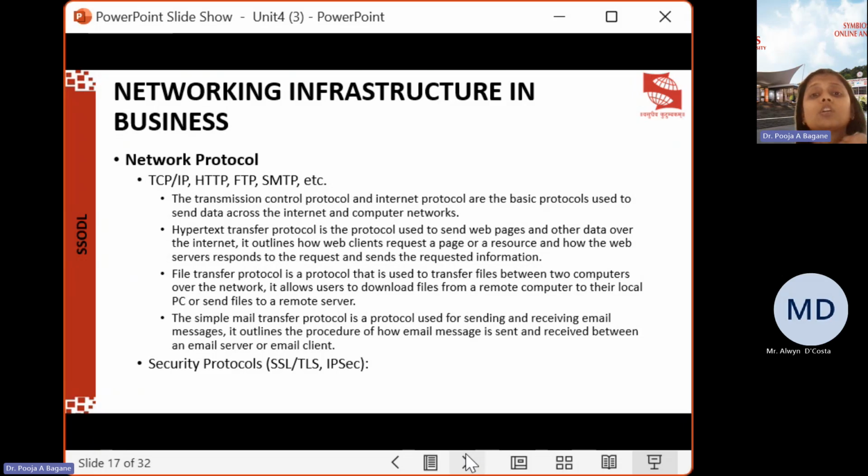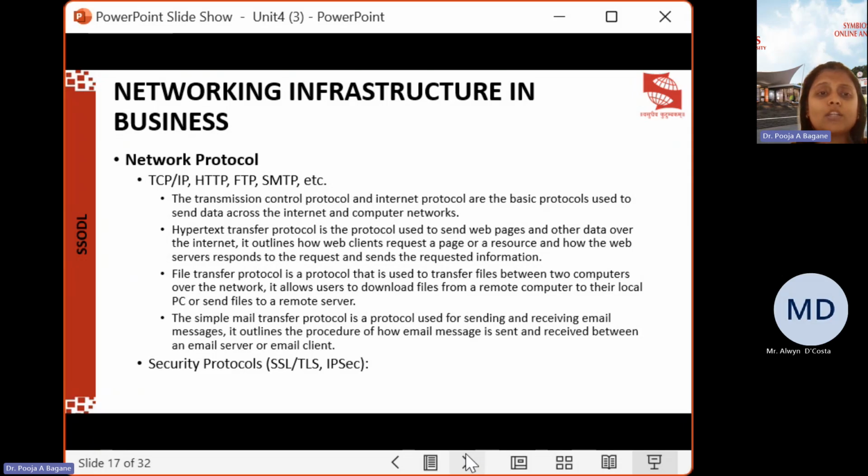It is used for sending data across the internet and computer networks. It uses two main protocols. TCP provides reliable, connection-oriented transmission. The other one is UDP, User Datagram Protocol, which is not connection-oriented; it is connectionless, the opposite of TCP. And IP, Internet Protocol, provides the routing and addressing function.